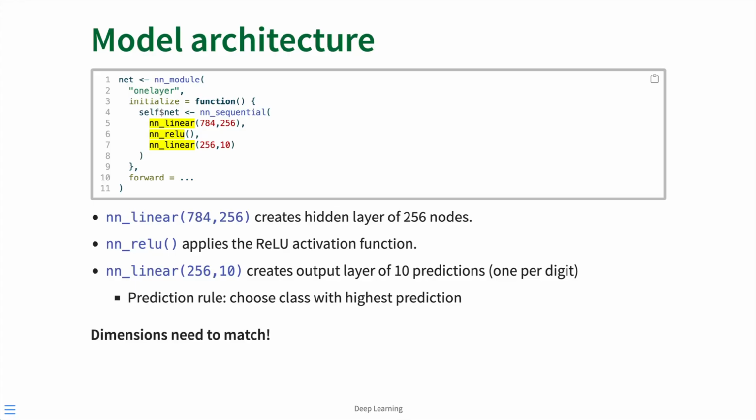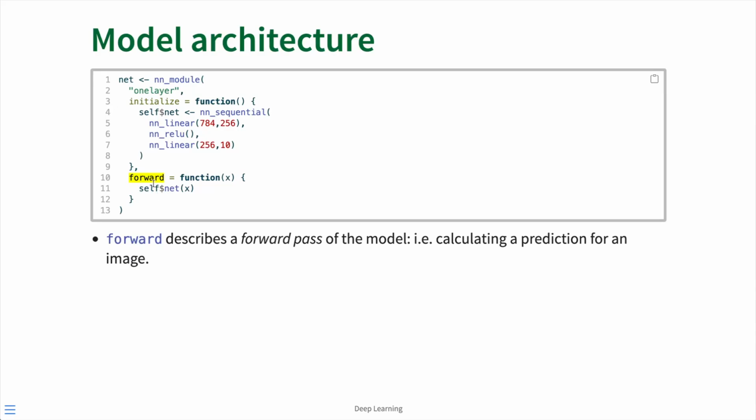Now, it's important when you're creating these that the dimensions match. So if you have 784 pixels, but you only wrote 700 here, then you get an error when you try to run this model. Similarly, if you have two layers, then the number of outputs of this layer needs to match the number of inputs of the next layer. Finally, we have this forward argument. This effectively runs the neural network that we set up in the initialize argument. This is what the model will use when it's trying to run the model on a particular image.